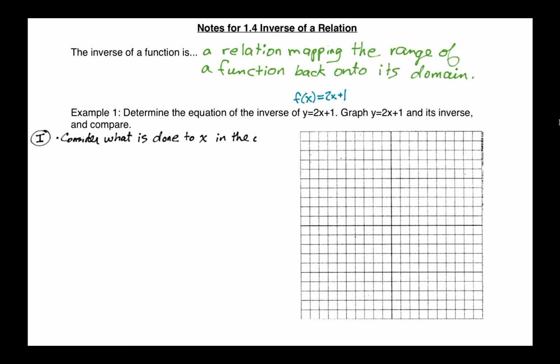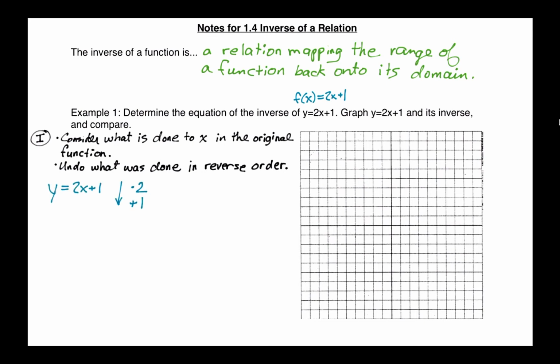One method for finding the inverse is to consider what's done to x in the original function and undo what was done in reverse order. So here's how that would go. The y equals 2x plus 1 is multiplying by 2 and adding 1 in that order. So to undo it in reverse, you subtract 1, then divide by 2, which means the equation would go y equals x minus 1, then divided by 2.